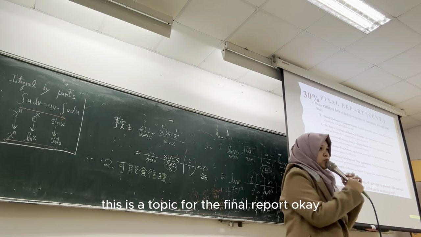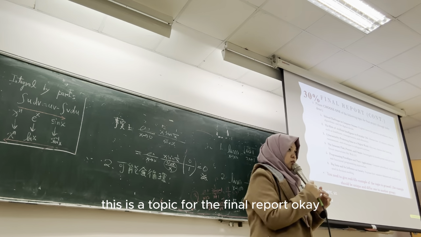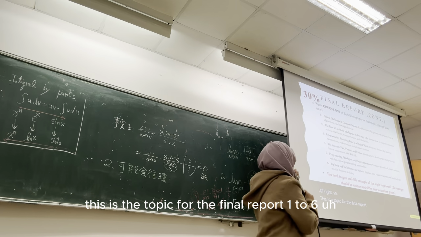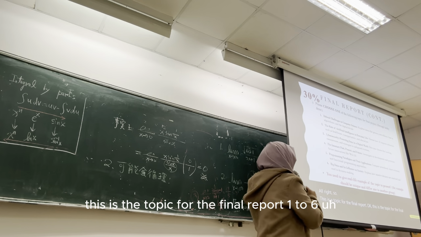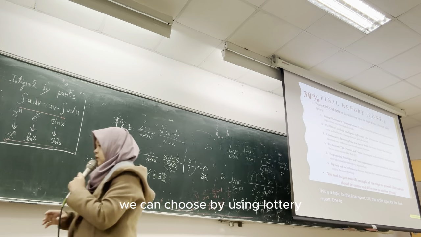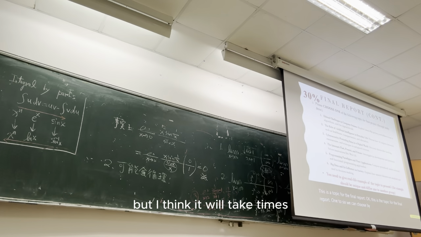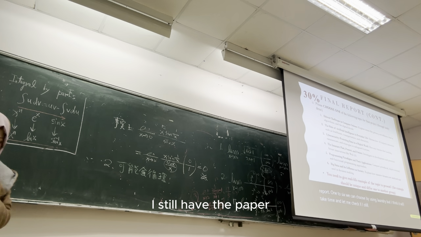All right. So this is the topic for the final report, one to six. We can choose by using lottery, but I think it will take time. And let me check if I still have the paper.